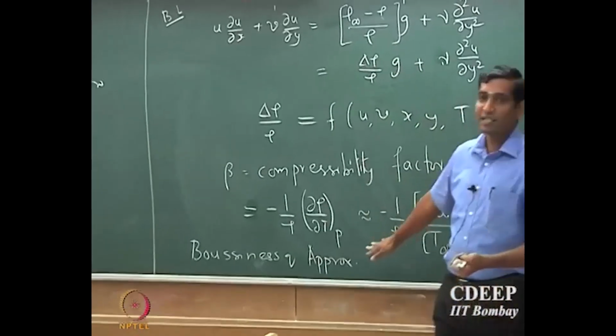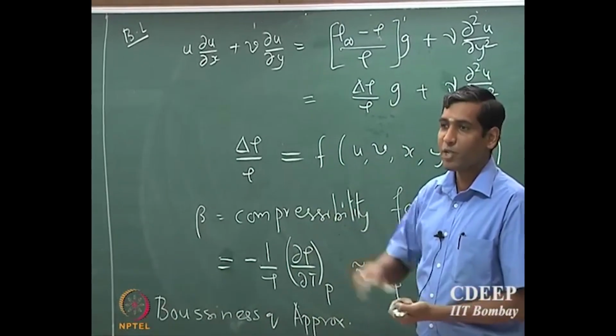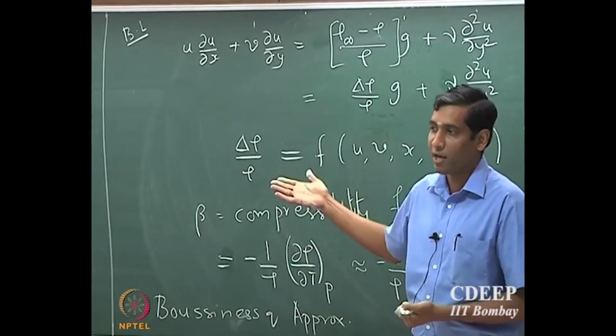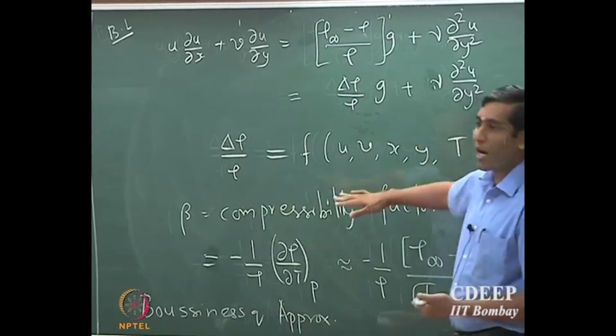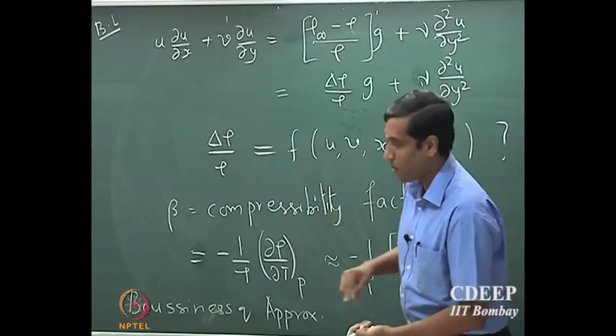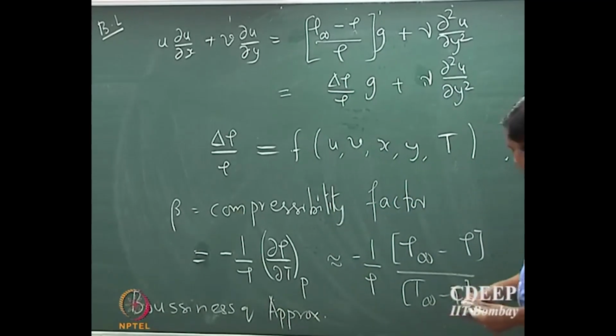See, we look at only the steady state case here in all these courses. There is very little dynamics we look at. The only place where we looked at some dynamics was in conduction, where we looked at the semi-infinite slab. We're really not going to look at transient cases in these kinds of problems. So this approximation is what is called the Boussinesq approximation.